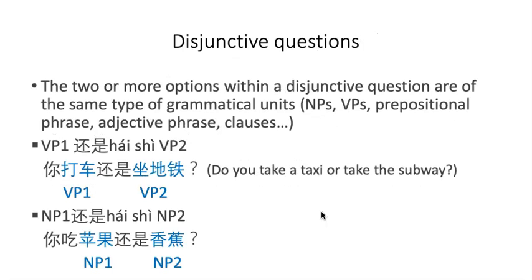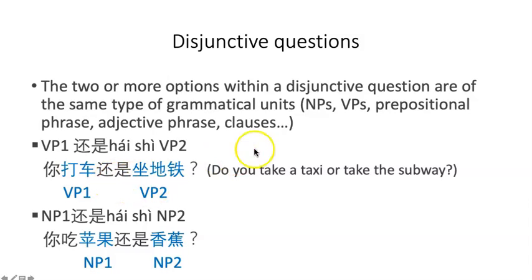Let's look at some examples. 你打车还是坐地铁? This is verb phrases. So 打车 is a verb phrase, 坐地铁 is also a verb phrase. So 打车 and 坐地铁 are the two options in this disjunctive question. And these two options are of the same grammatical type. Both are verb phrases. Do you take a taxi or take a subway?